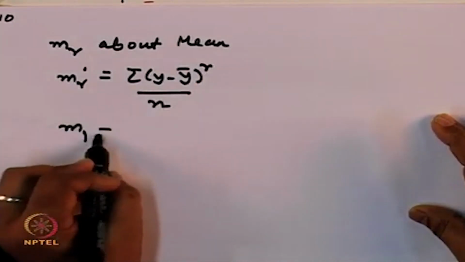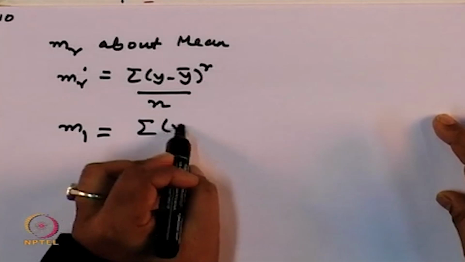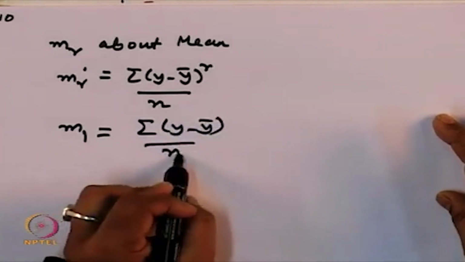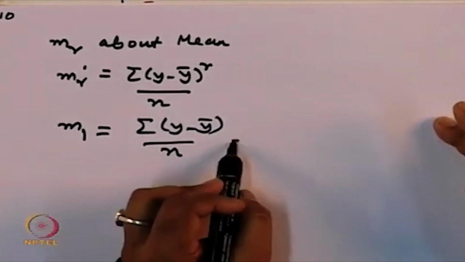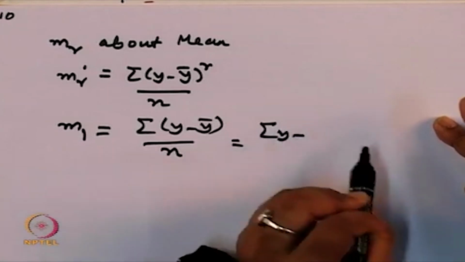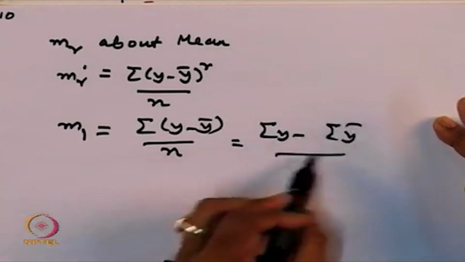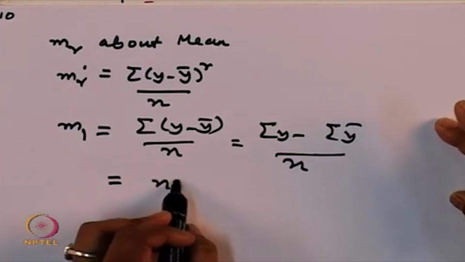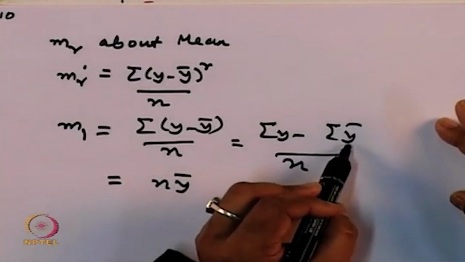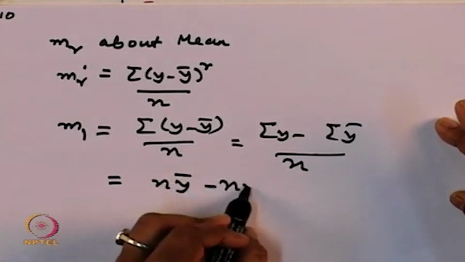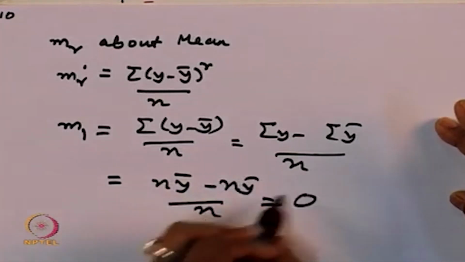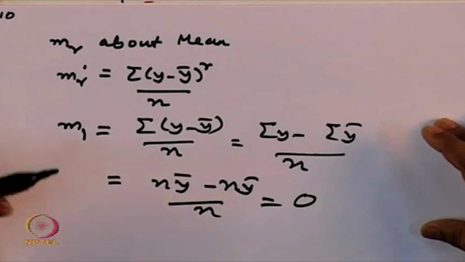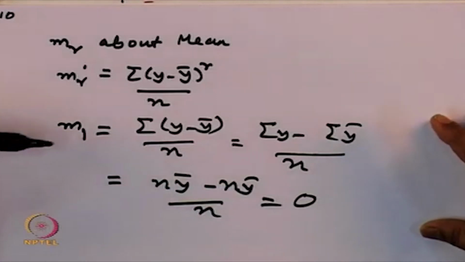So m1 in this case will be summation y minus y bar by n, and this is nothing but summation y minus summation y bar by n. Summation y is equal to n times y bar, and summation y bar n times is nothing but n y bar. So this would give me a value of 0. Okay. So the first moment about the mean is 0.